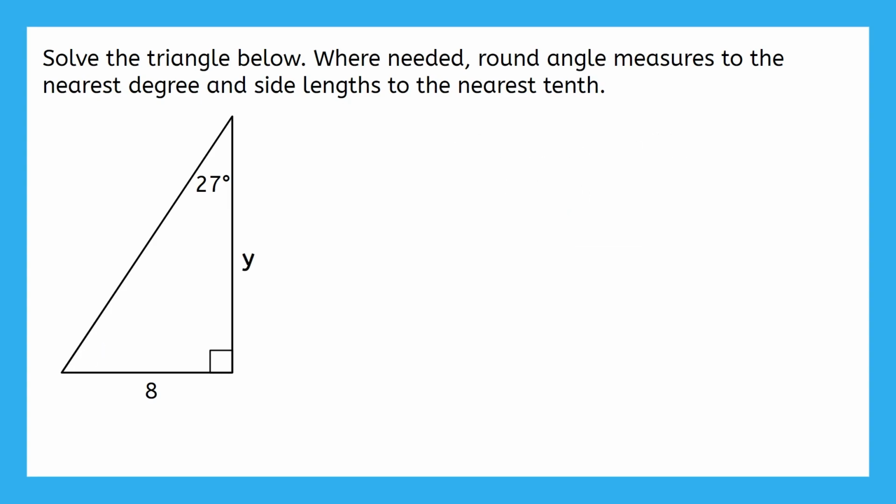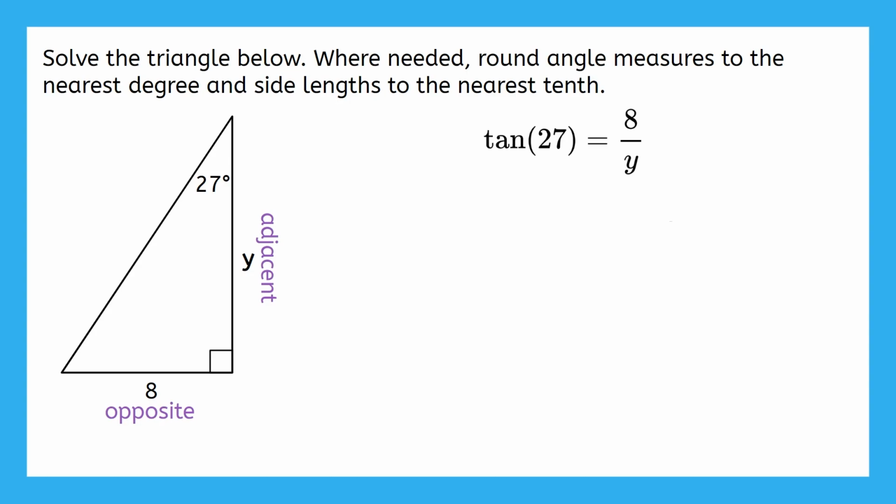This time we do need some trig. From the 27-degree angle, x is the opposite side and y is the adjacent side. The trig ratio that uses the opposite and adjacent sides is tangent. Setting up my tangent equation gives me this.